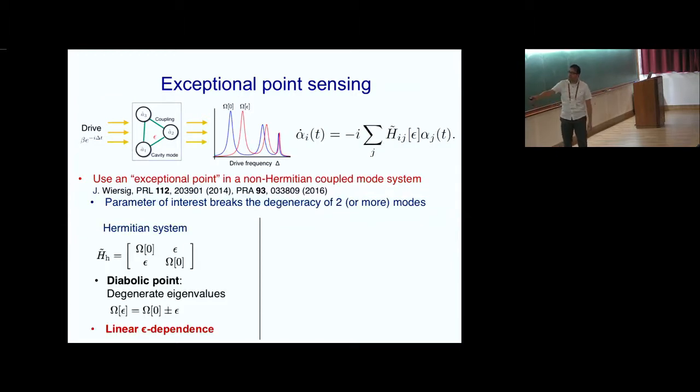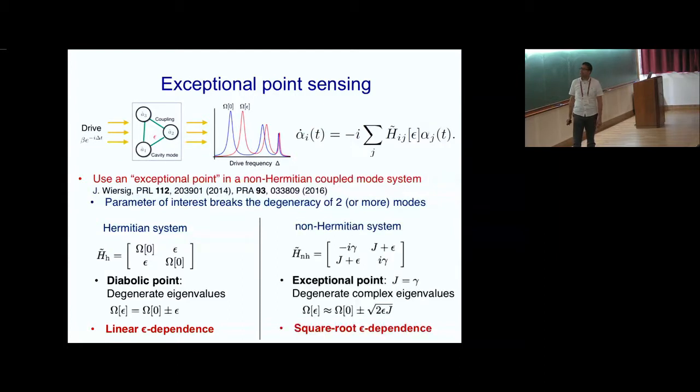And so if I think about just a Hermitian system and I have a degeneracy between two modes, I'd have this effective 2 by 2 Hamiltonian. Without epsilon, the modes are degenerate. With epsilon, the modes split. The amount of the mode splitting is just proportional to the size of the perturbation. Okay, so the mode splitting goes like epsilon. And so then this nice idea, really pioneered by Jan Wiersig, was, well, what about a non-Hermitian system where I have a degeneracy, where that degeneracy corresponds to an exceptional point?